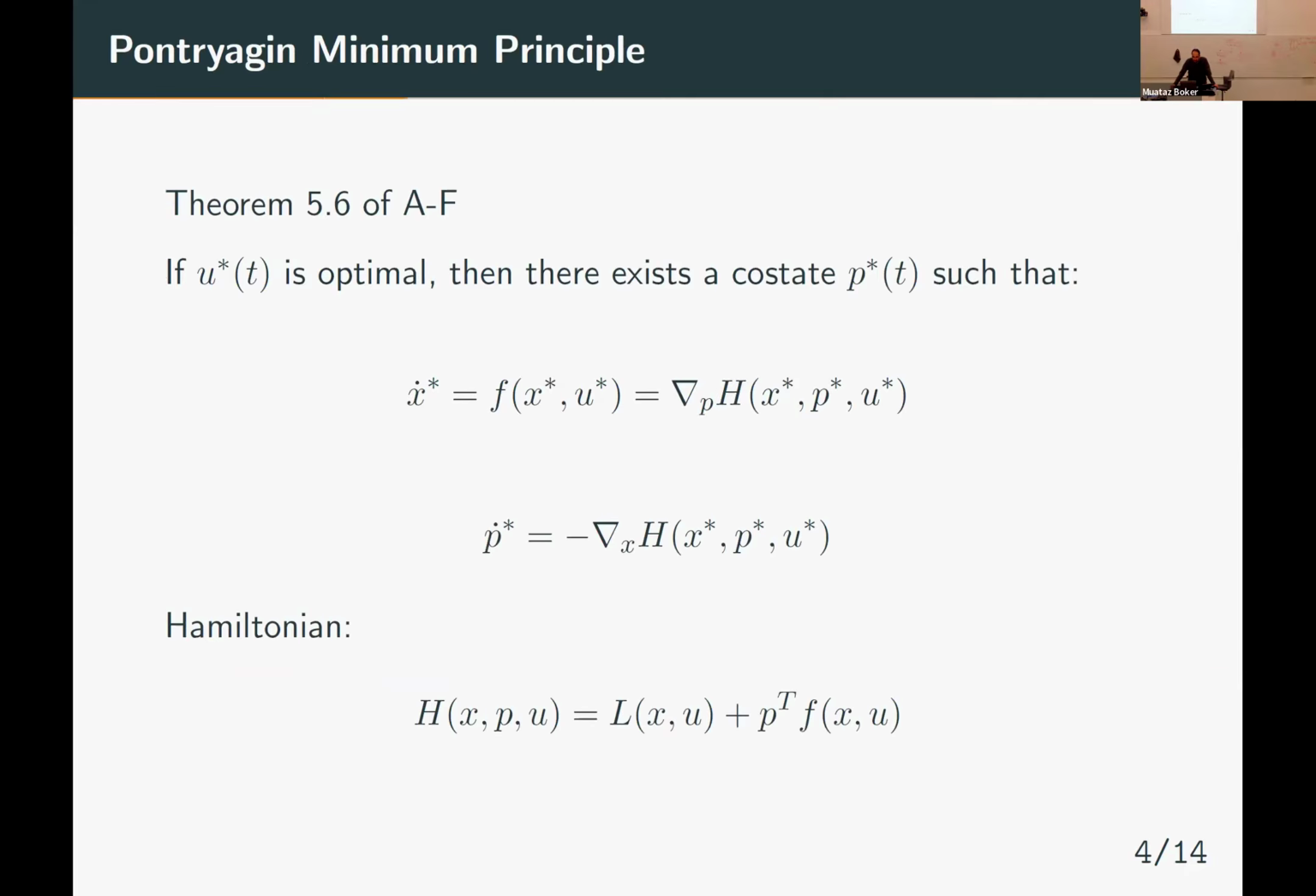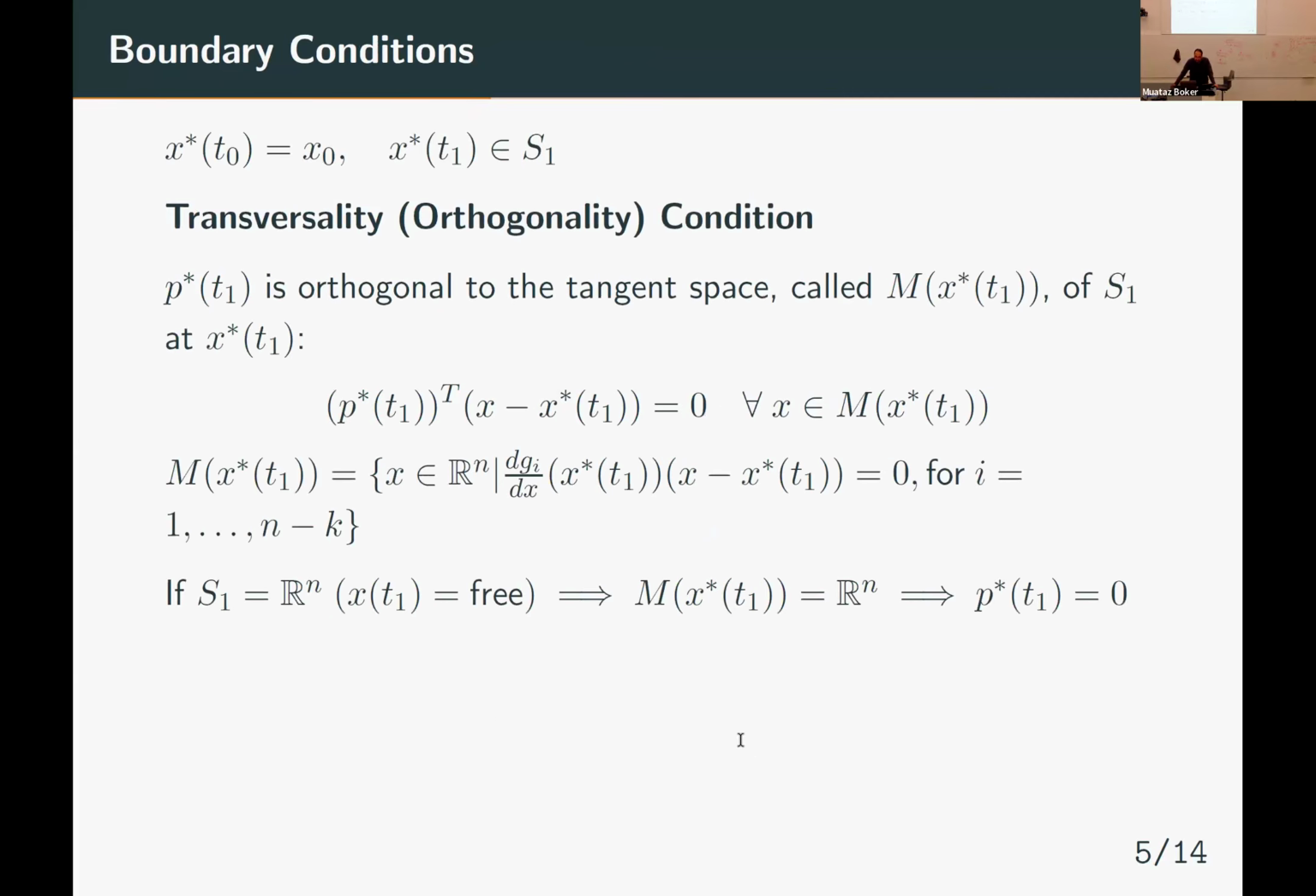Okay, so the Pontryagin minimum principle says exactly the same as before, right? If u star is optimal, then there exists a co-state p star such that, first of all, the optimal dynamics, or optimal trajectories, are given by the gradient of the Hamiltonian with respect to p, and the co-state dynamics are the negative of the gradient of H with respect to x. And the Hamiltonian is given by this equation. Okay? This is very important.